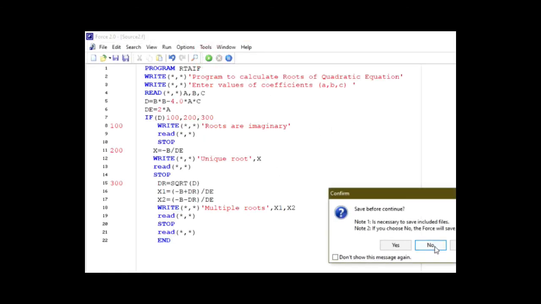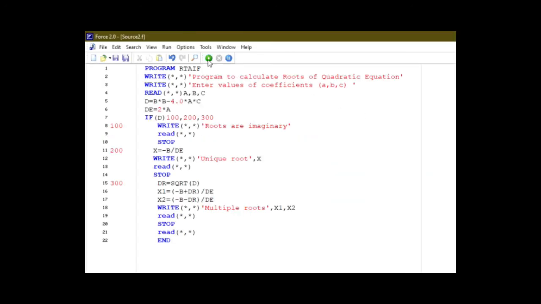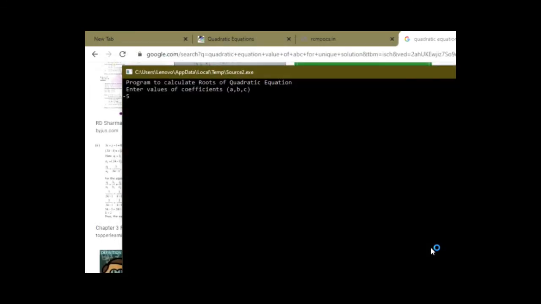And then again, let me run this program. Now we will put here 5, 3, 2. So roots are imaginary again. Let me run it again. This time I will put minus 5, 3 and 2. So we got multiple roots, 0.4 and 1.